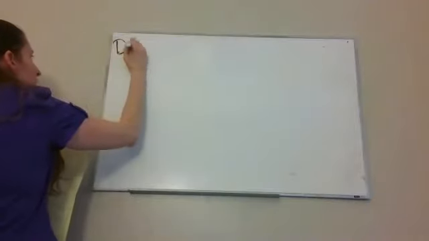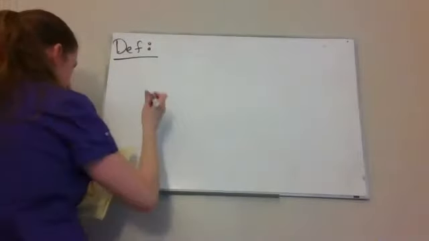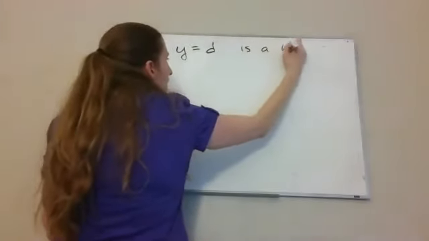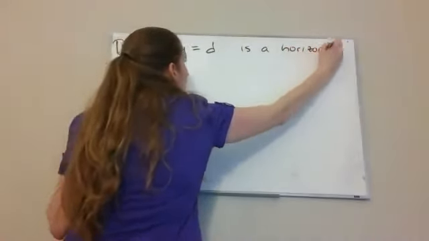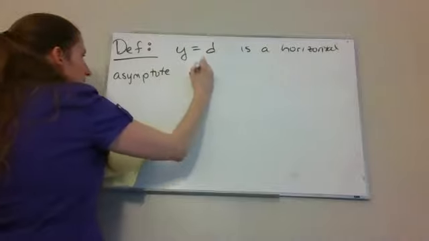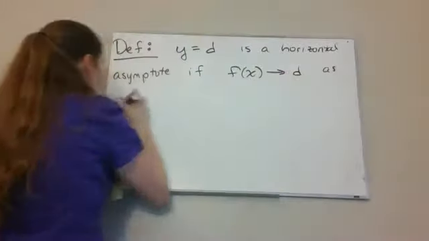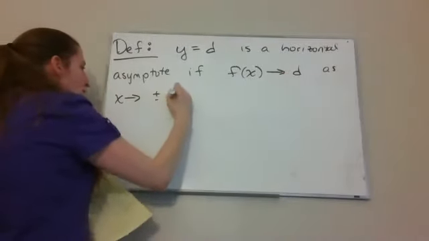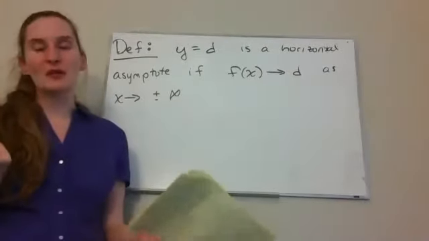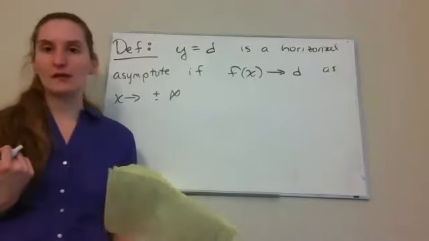All right, so we've talked about vertical asymptotes. Now let's talk about horizontal asymptotes. Y equals D is a horizontal asymptote if f of x approaches D as x approaches positive or negative infinity. So that just means that as I plug in bigger numbers, either in the positive or negative direction, my graph ends up flattening out to a horizontal line.